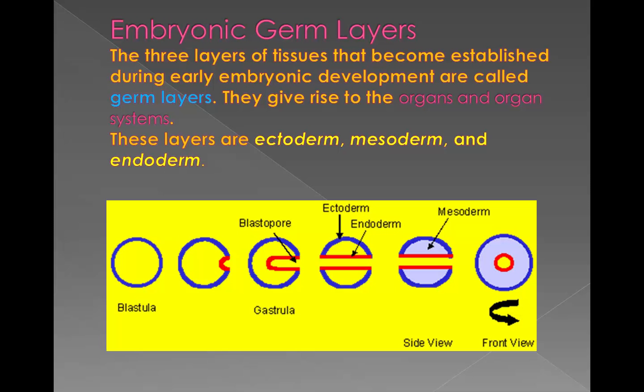If we look at the embryonic germ layers, the 3 layers are established during embryonic development, and they're called germ layers, and this is what gives rise to the organs and the organ systems. And the layers are the ectoderm, mesoderm, and endoderm. And you see how we mentioned a while ago the hollow ball of cells, the blastula, and then it invaginates in, and then you see the blastopore that forms that will later become the mouth, unless it has a mouth and an anus, and that's what you see in the 4th diagram.